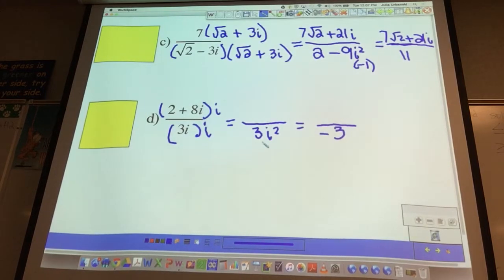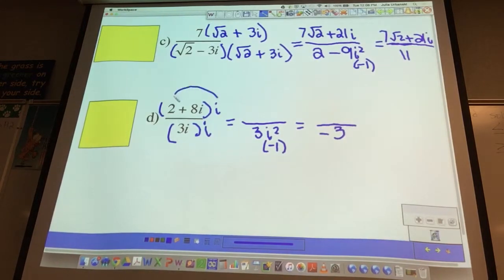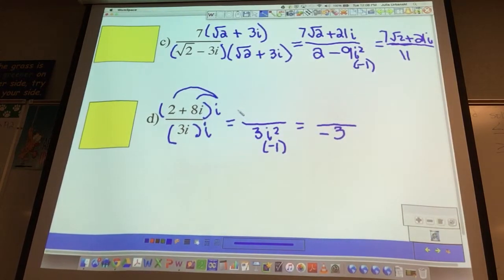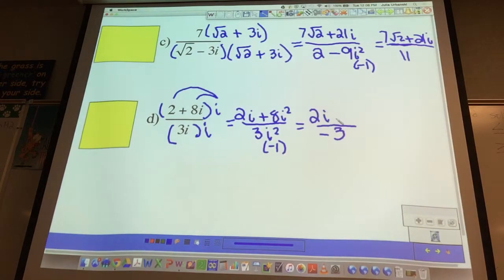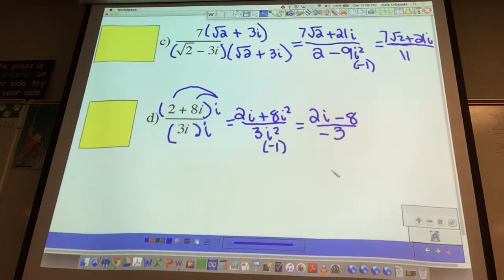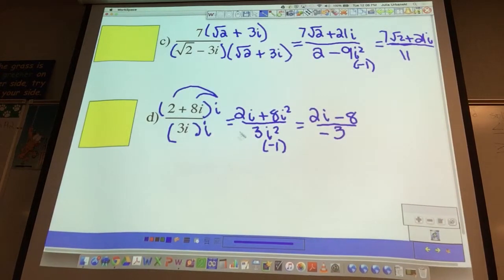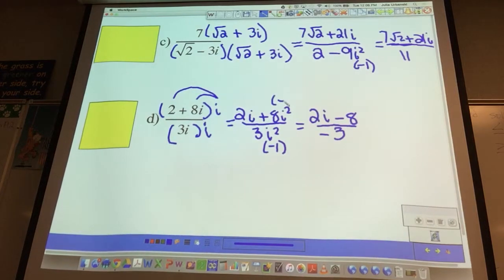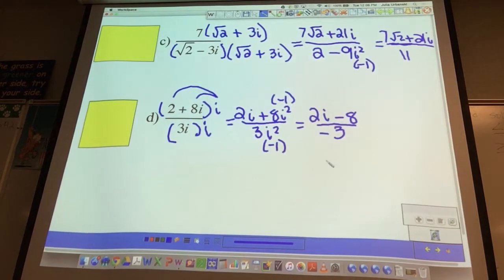Good. It's 3 times the negative 1. Up top, 2i plus what? Oh, good. You worked it out already. Plus 8i squared. Good. Which means 2i minus 8. Going too fast? Yes, with the writing, but you understand the concept, right? 2i, and then this was 8 times negative 1, so that's where we got negative 8 from.